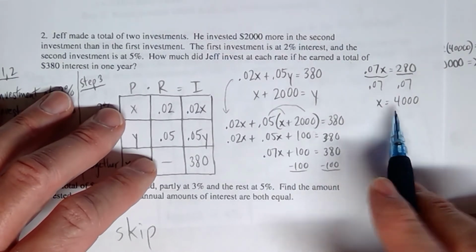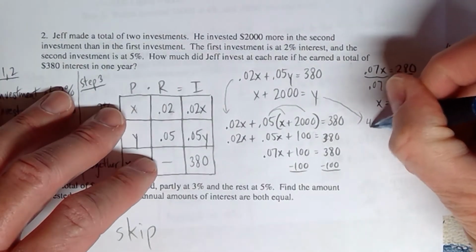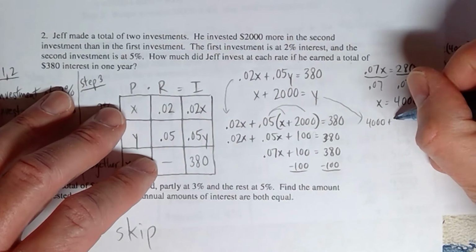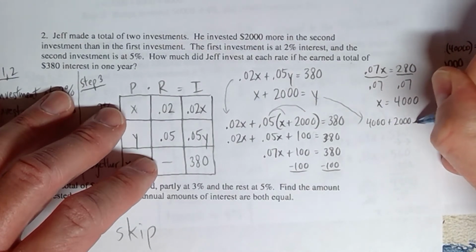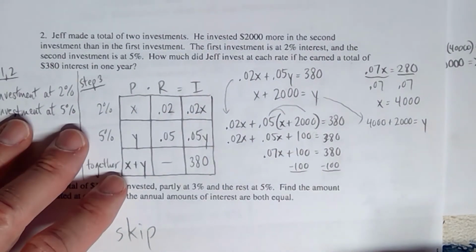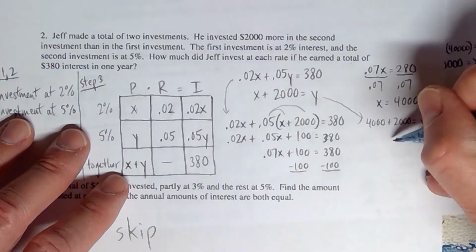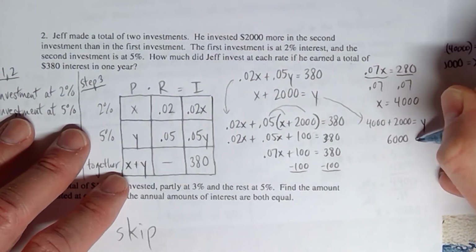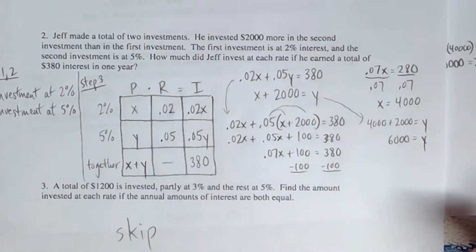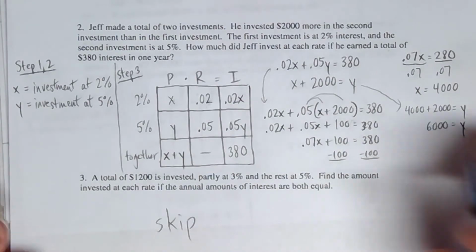Now we've got to figure out the other variable. So I plug 4,000 into x right here, in that same equation you always use when you're doing the substitution method, the one that you plugged into the other equation. That's the easiest place to plug it into to figure out that last variable. We end up with 4,000 plus 2,000 is 6,000. So our two answers are 4,000 and 6,000.